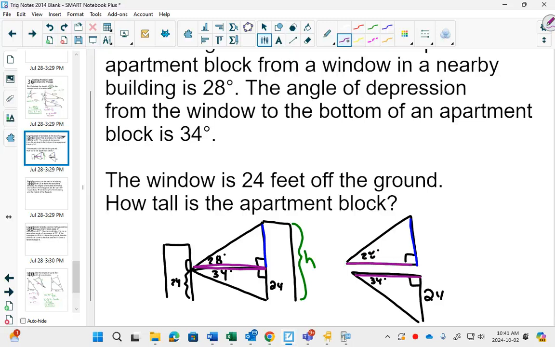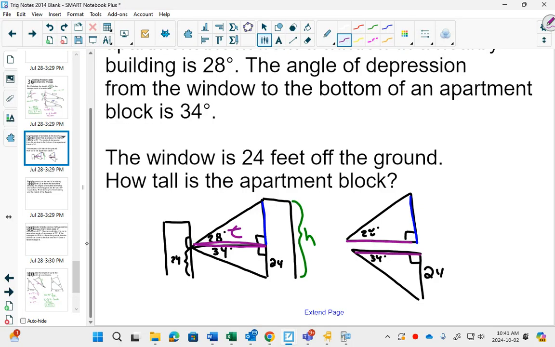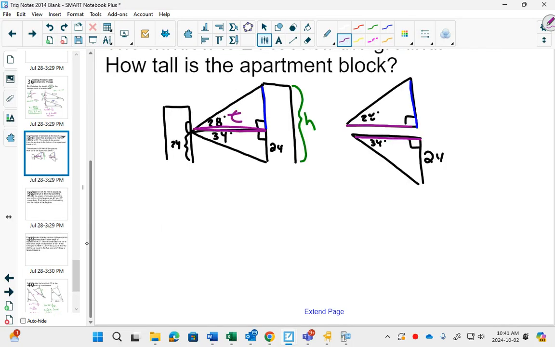So I pick a letter. Now I'm going to go far side. Lennon, pick a letter for the purple side. T. Here we go, T again. You like my fancy T's. So now I go to this. If this is my T, I can use SOHCAHTOA. This is my hypotenuse. I know the opposite side. I want to find the adjacent side.